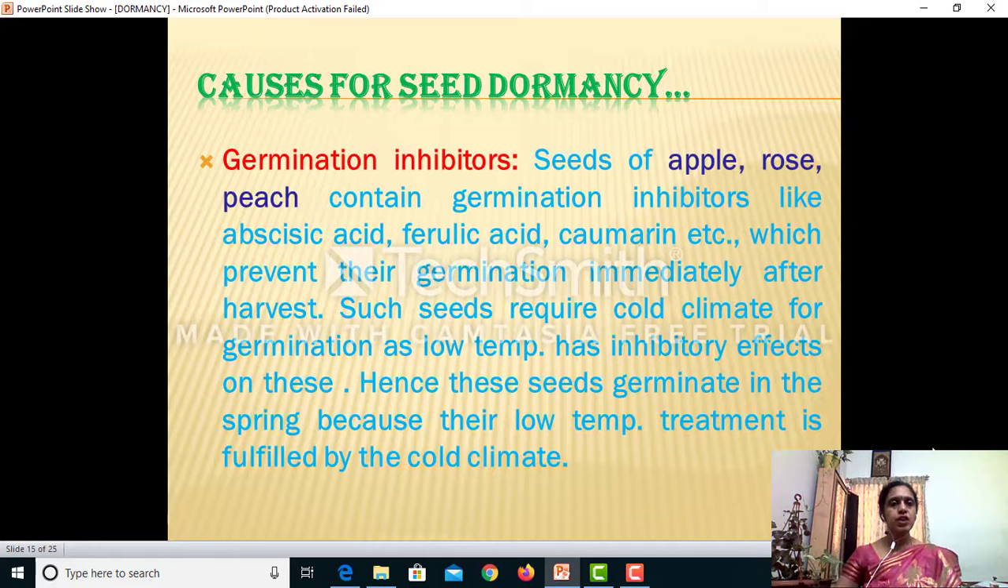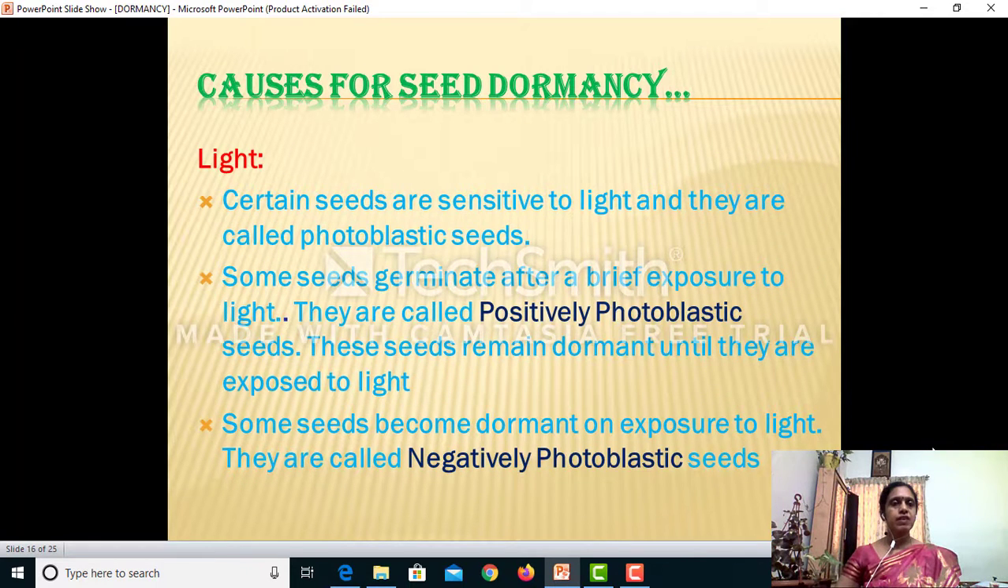Next is germination inhibitors. Seeds of apple, rose and peach contain germination inhibitors like abscisic acid, ferulic acid, coumarin, etc., which prevent their germination immediately after the harvest. Such seeds require a cold climate for germination, as low temperature removes the inhibitory effects. Hence, these seeds germinate in the spring, because their low temperature treatment is fulfilled by the cold climate or low temperature of the environment.